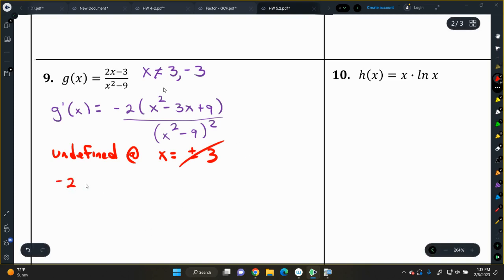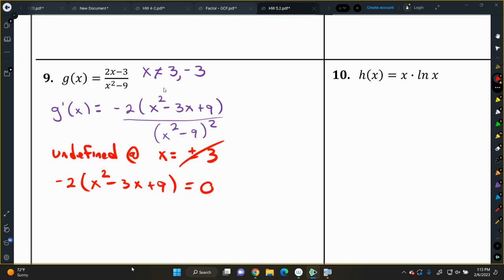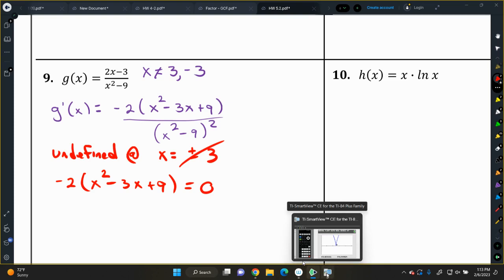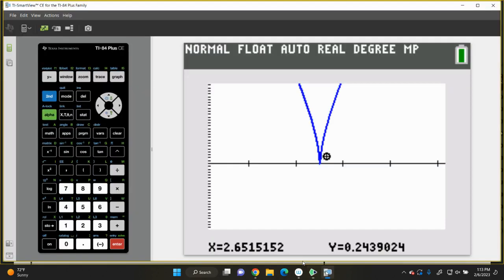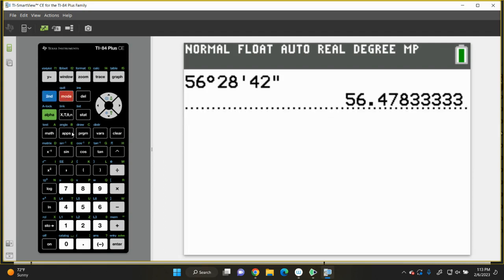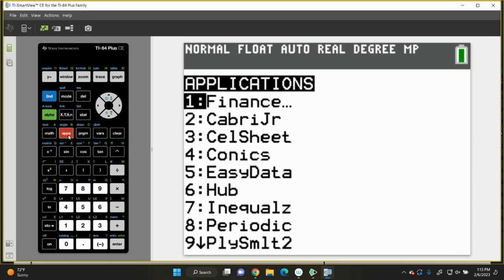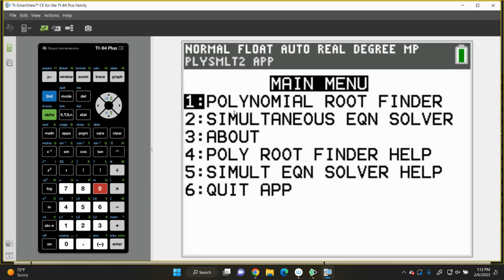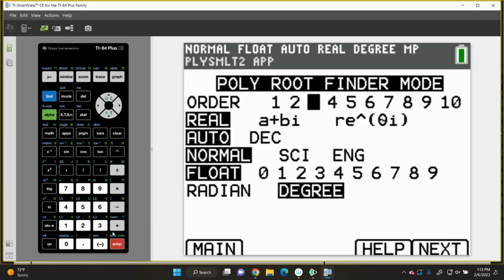Then we have to look at -2 times (x squared minus 3x plus 9) equal to 0. This is kind of a pain in the neck because x squared minus 3x plus 9 does not factor, so we'd have to look at the quadratic formula. Use your tool, use your calculator. What's the easiest way to do this? Go to your apps, go down to number 9. Quadratic formula. We're going to choose polynomial root finder.